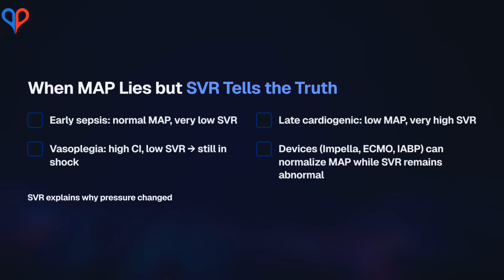Early in sepsis, SVR may collapse while MAP remains normal because the heart is compensating with a high cardiac output. In later cardiogenic shock, MAP falls while SVR becomes extremely high as the vascular system attempts to salvage perfusion. Vasoplegia post-surgery or in septic patients can manifest as high cardiac index with low SVR. They remain in shock despite apparently strong flow. Mechanical support devices may normalize MAP, while SVR still reflects the underlying pathology, making SVR critical for understanding why pressure changed and what remains unfixed.